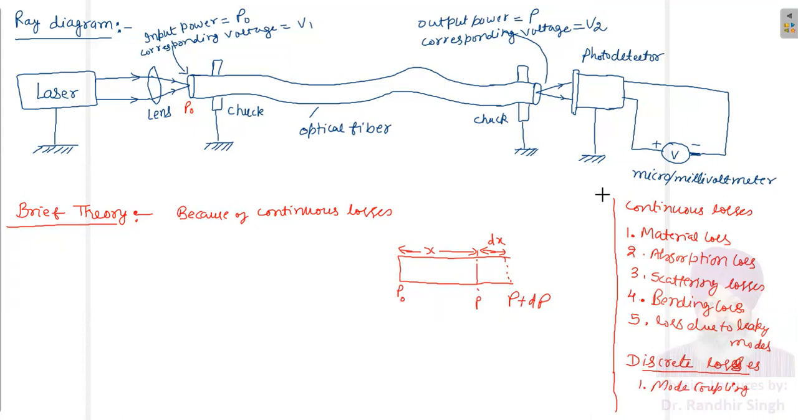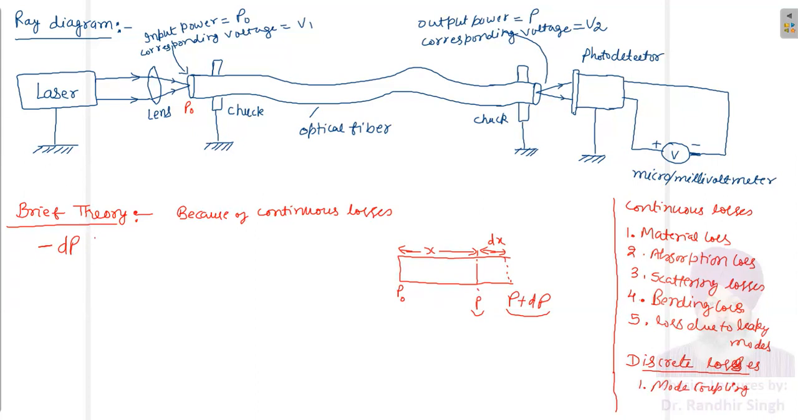So the power at this point will be P plus dP. But please remember that since power is being lost as the light enters deeper and deeper into the fiber, P plus dP will actually be smaller than P, or you can say dP will be negative. So this loss of power is minus dP.